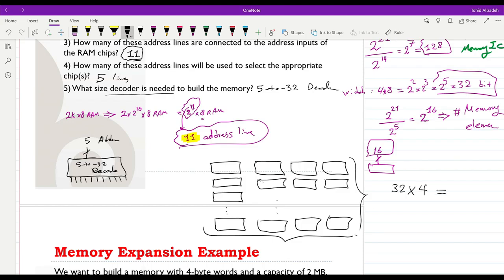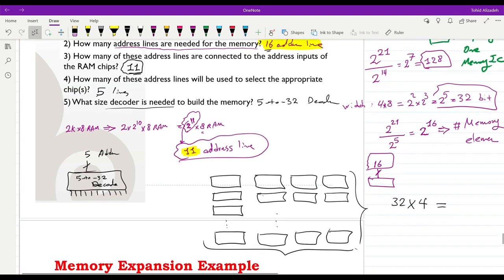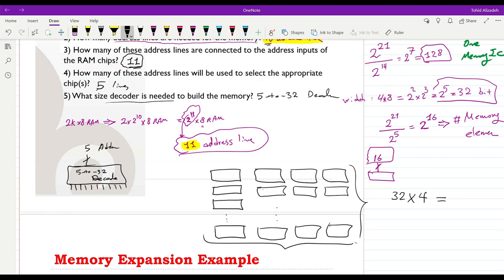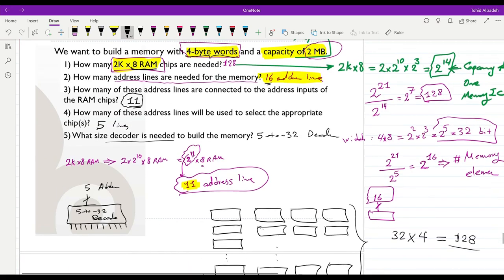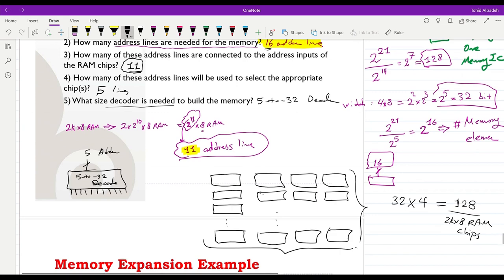And this will give us in total the number of the chips that we need to have. How many chips do we need? We will have 128 2K by 8 RAM chips. Okay, I hope it is clear.